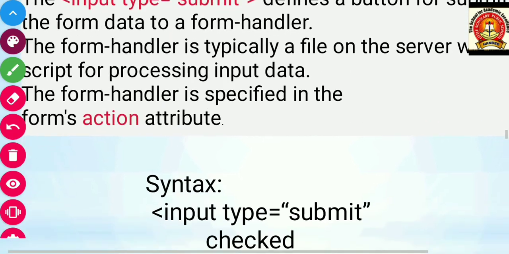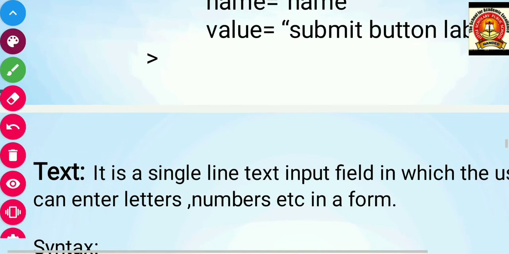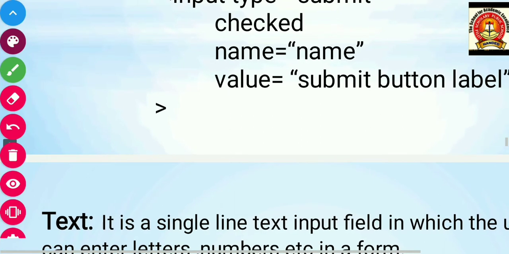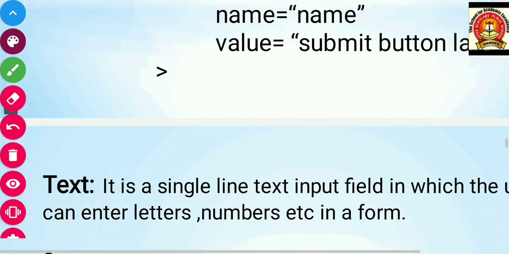The syntax is: input type is equal to submit, name is equal to name, and value you can write as submit with a name label. After filling in all the details of the form, you can press the submit button. It will send all the details to the destination site where the data is to be stored.